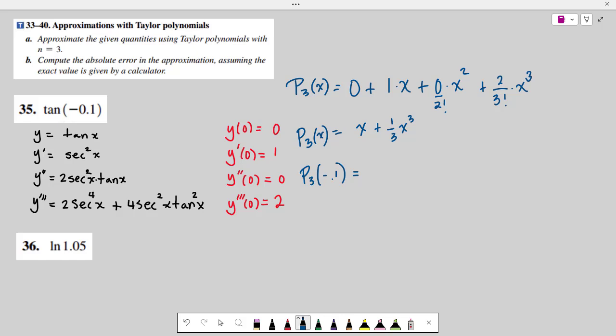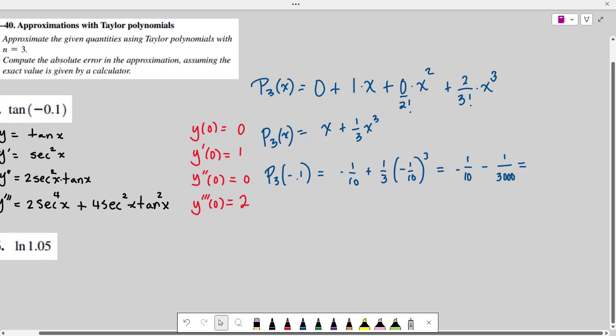Okay, so all we're doing is plugging in negative 1/10 for each of these x values. And that is our approximation, whatever this turns out to be. So it's going to be negative 10 times 10 is 100, 1,000 times 3, so 1 over 3,000. Common denominator of 3,000, so we'll multiply this one by 300 over 300. So we're going to get negative 301 over 3,000. So that's our approximation.